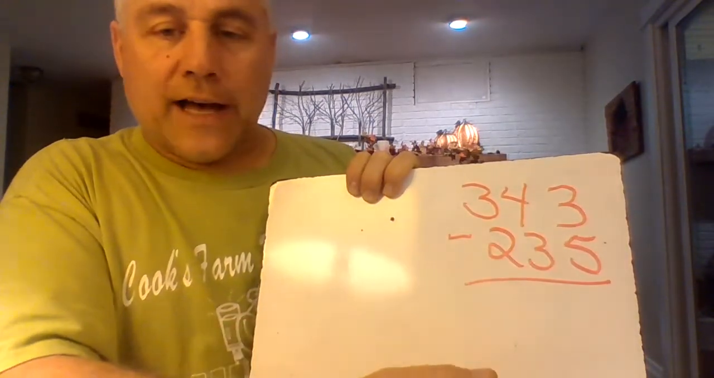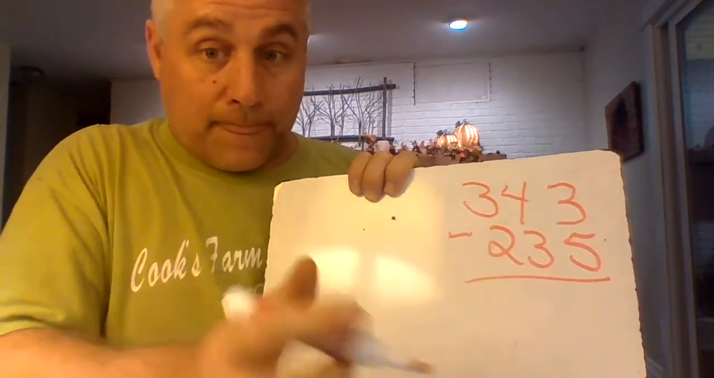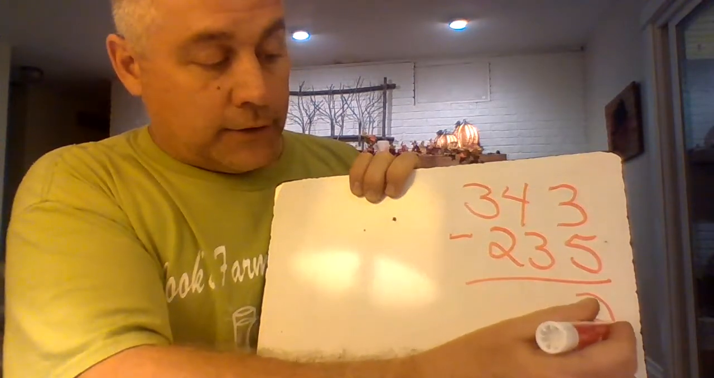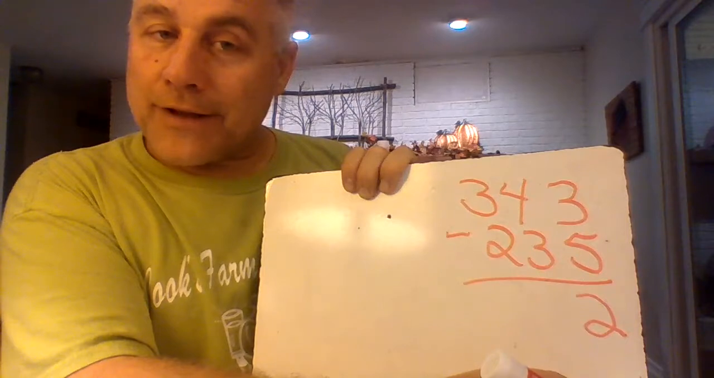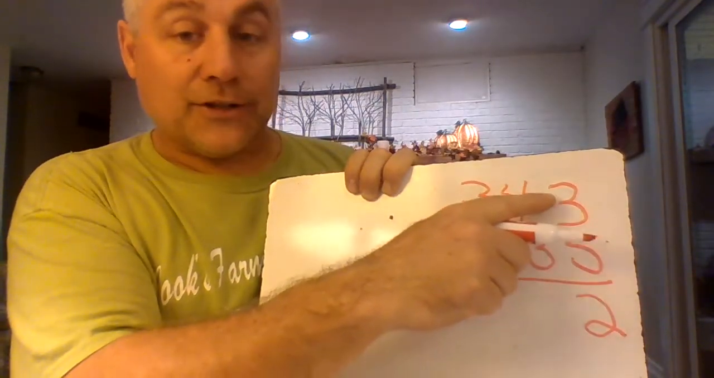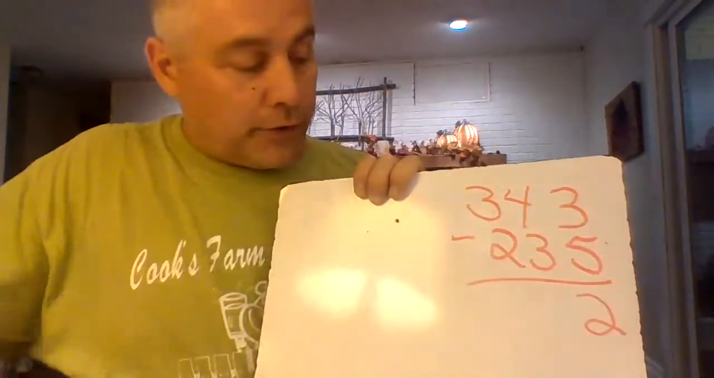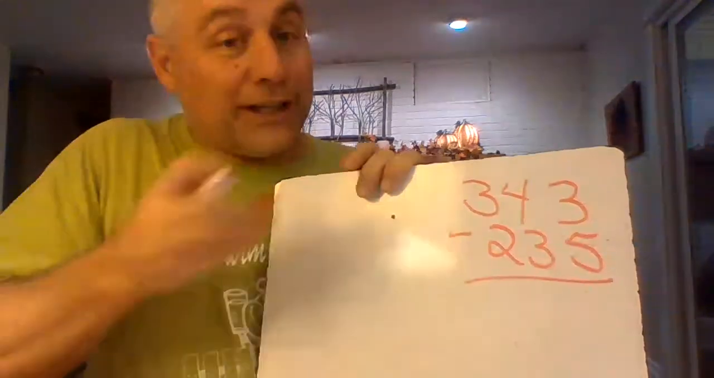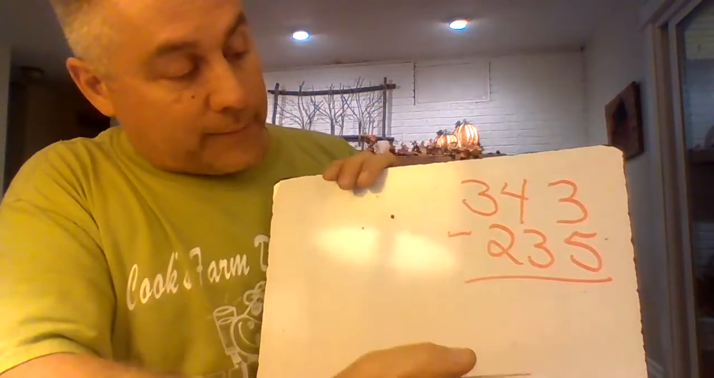3 minus 5. Now, a common mistake that third graders will make is they'll look at 3 minus 5 and they'll write 2. But did they really do 3 minus 5? Or did they just do 5 minus 3? They did, didn't they? So they looked at it the wrong way. And we can't do that in subtraction. It's a really common mistake. So we'll kind of have to make sure we watch out for that and don't make that mistake.